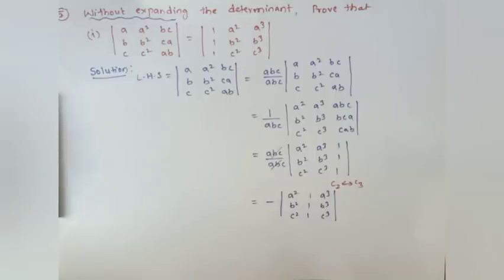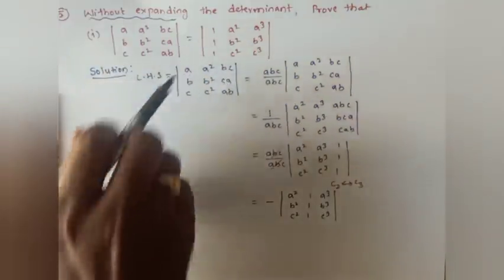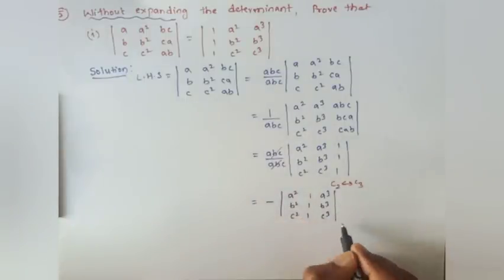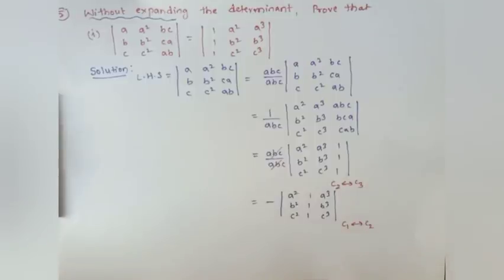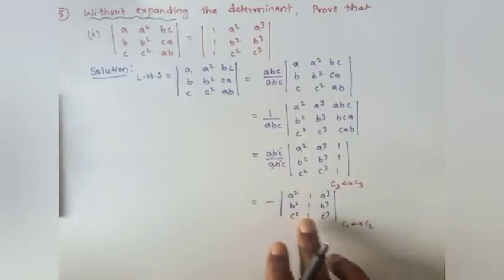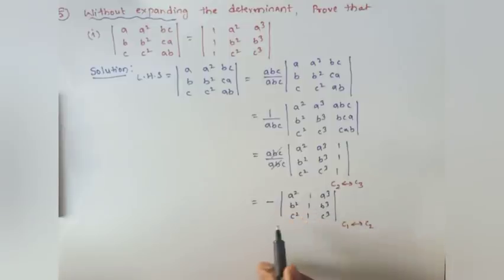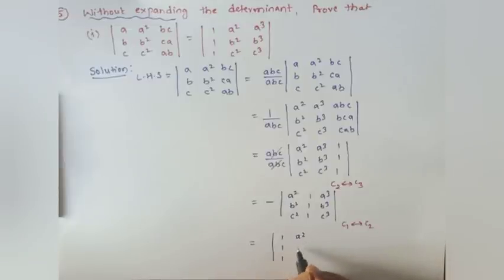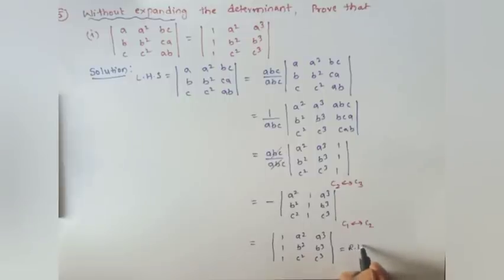Right. So again, the first column that contains all 1. Just interchange these two columns, which means C1 is interchanging with C2. Again, these two adjacent columns are interchanged, so it differs by a sign and we need to multiply with a negative sign. So minus of minus is plus. This is 1, 1, 1, and a square, b square, c square, a cube, b cube, c cube. So this is our RHS.